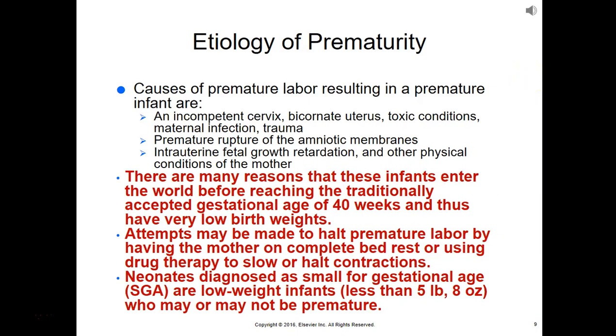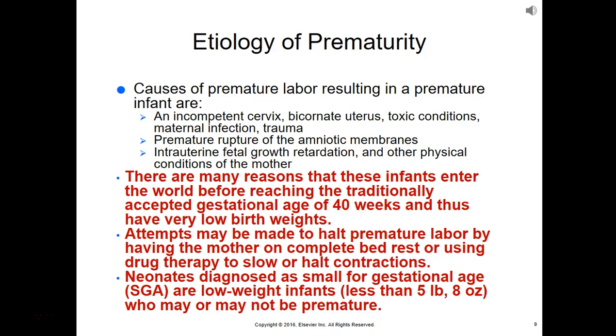So the etiology of prematurity, causes of premature labor resulting in a premature infant, are an incompetent cervix, bicornuate uterus, toxic conditions, maternal infection, or trauma. So any of those things can be a cause for prematurity. Also a premature rupture of the amniotic membranes, an intrauterine fetal growth retardation, and other physical conditions of the mother. That intrauterine fetal growth retardation basically means that the baby's growth is stunted while it's still developing in the uterus.